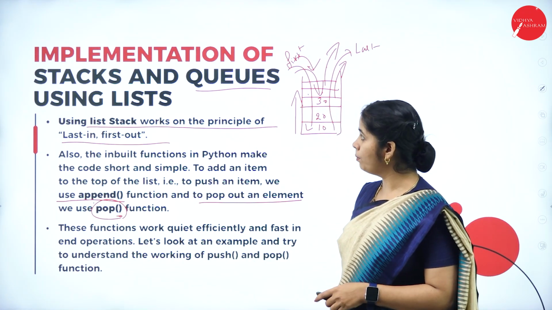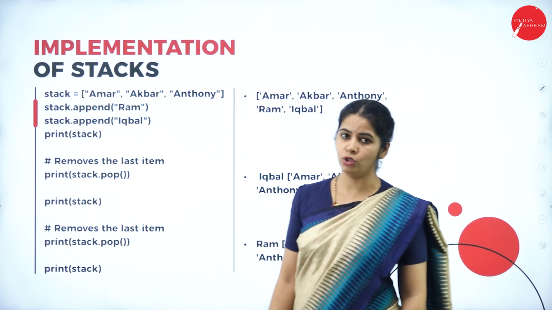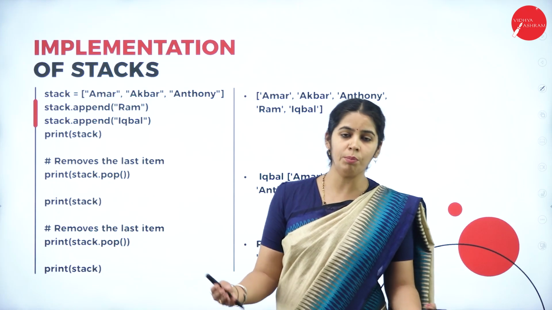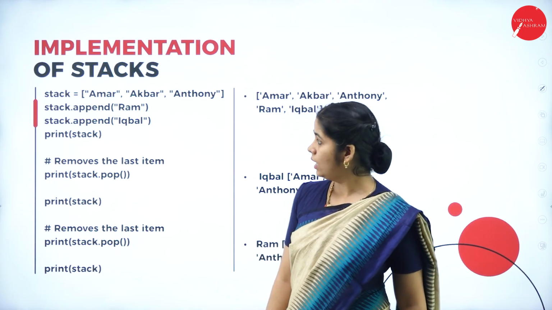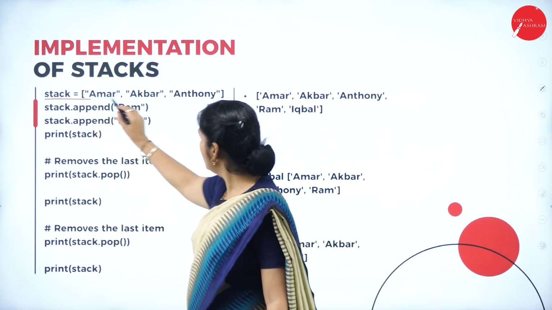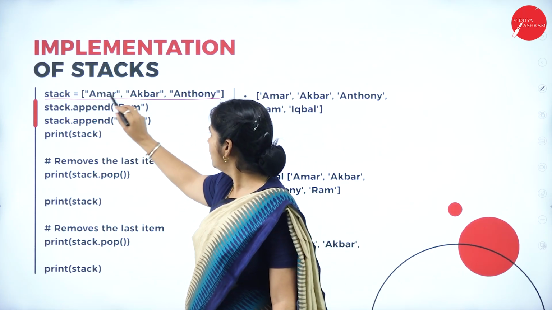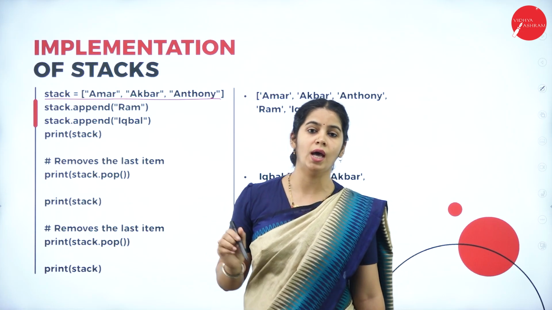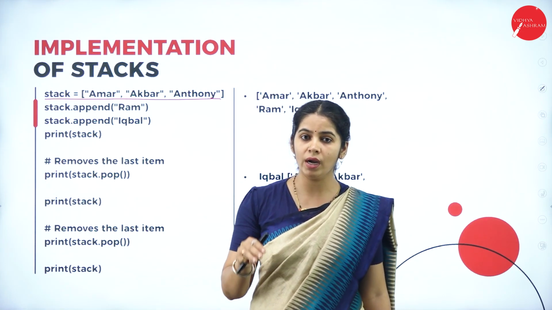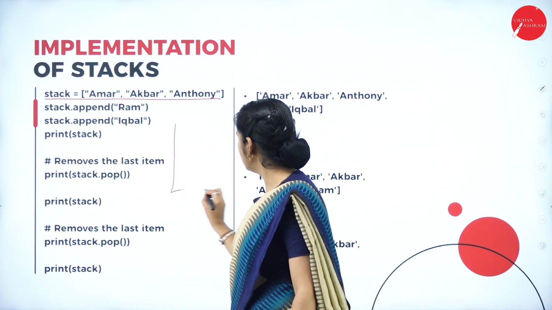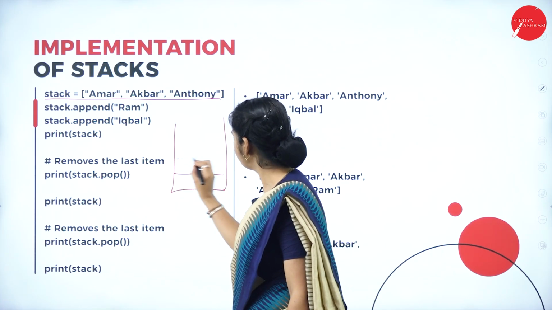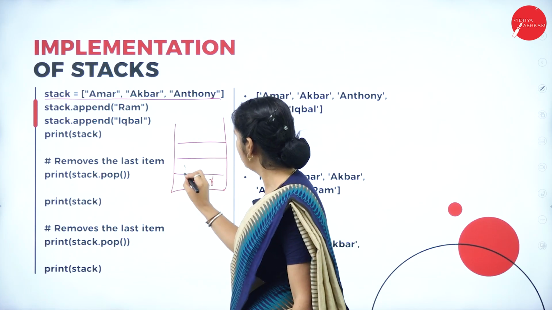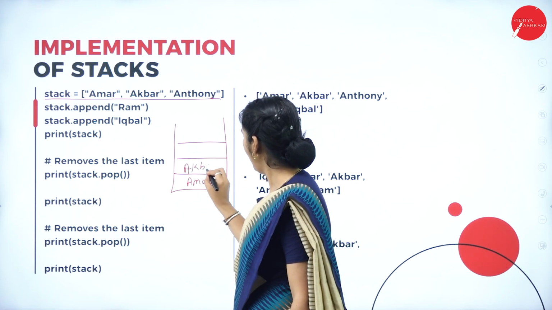Let's look at an example for push and pop operation. So this is an example for the push and pop operation, or implementation of stack using the list. Let us create one list called stack having three elements. What are the three elements? Amar, Akbar and Anthony are the three elements that are already there in the stack. Say this is my stack, right? Amar, Akbar and Anthony.